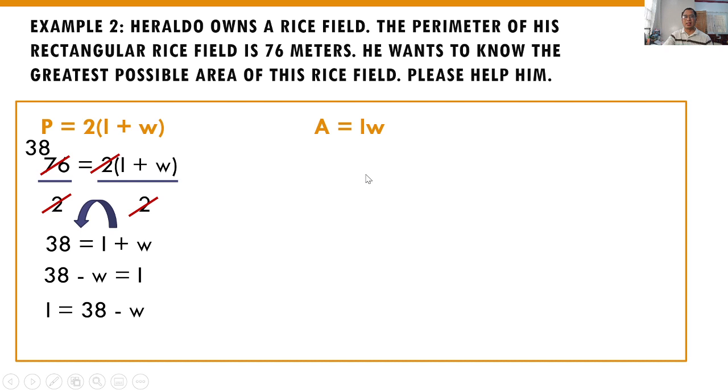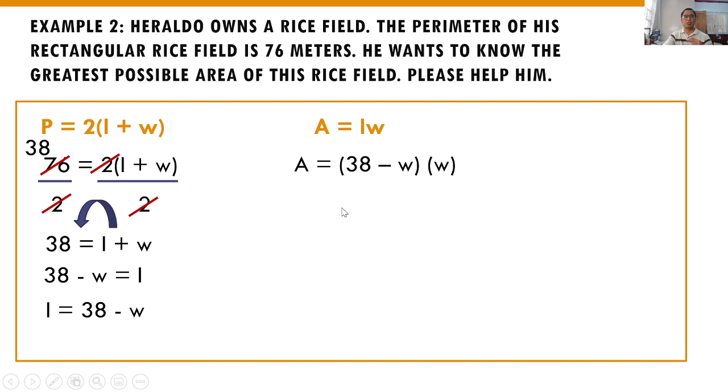Area is equal to length times width. Now, instead of length, ang gagamitin po natin, 38 minus W. Times W. If you notice, isa na lang yung W natin. Okay? Isa na lang yung variable natin dito.